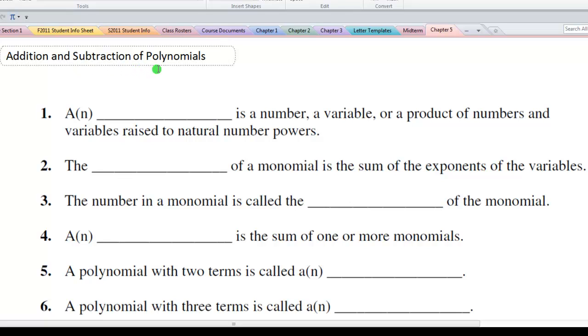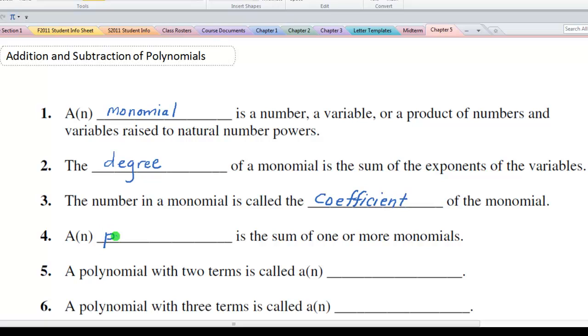Okay, we're going to start our work on polynomials with addition and subtraction of polynomials. So here are some things for your notes. A monomial is a number, a variable, or a product of numbers and variables raised to natural number powers. The degree of a monomial is the sum of the exponents of the variables. And the number in a monomial is called the coefficient. So the number that's in front, we call that the coefficient.